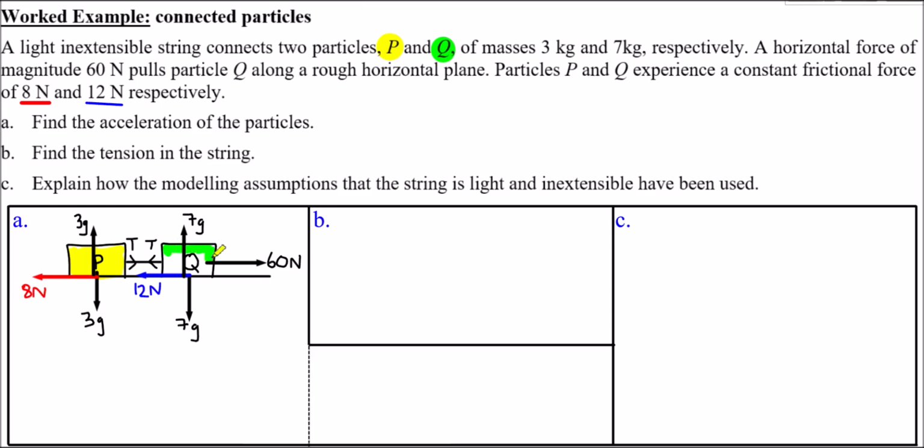Now, part A, it's asking us to find the acceleration of the particles. We've got forces labelled. We know the masses of the particles. Forces, mass, and acceleration. How does that relate? Should be thinking F equals ma. So, let's consider the horizontal direction, just thinking of the horizontal direction, let's think about F equals ma for P.